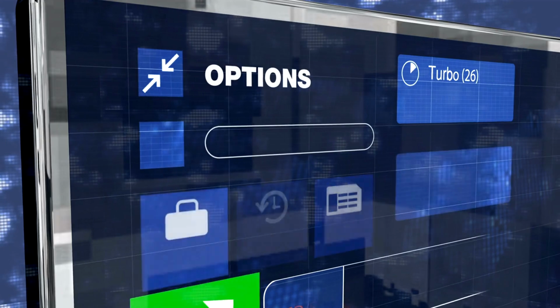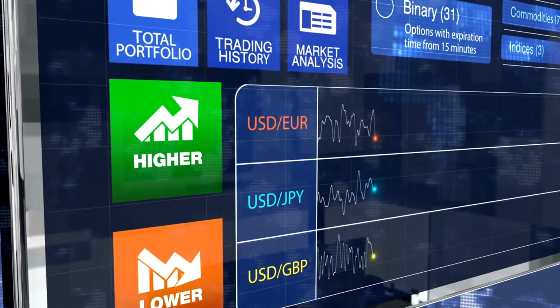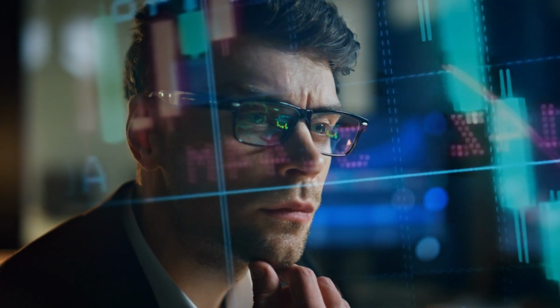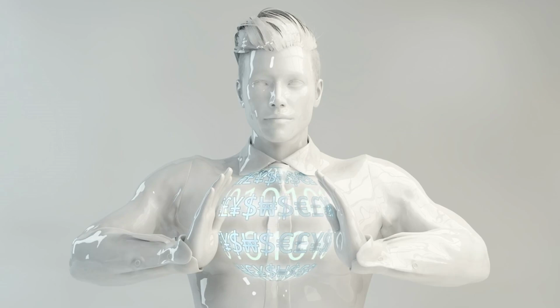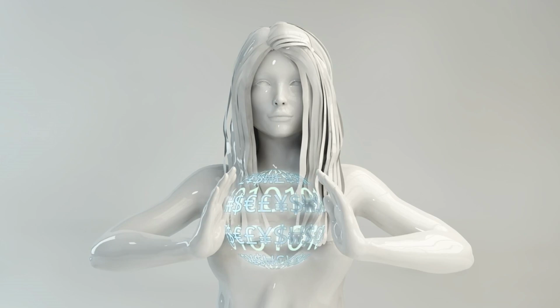Tastyworks, Paper Money. Tastyworks is a brokerage platform known for options trading. They provide a paper trading feature called Paper Money, allowing users to practice options and equity trading. Interactive Brokers, IBKR Paper Trading. Interactive Brokers is a well-established brokerage that offers a paper trading platform known as IBKR Paper Trading. It's a simulation tool that allows users to practice trading without risking real money.